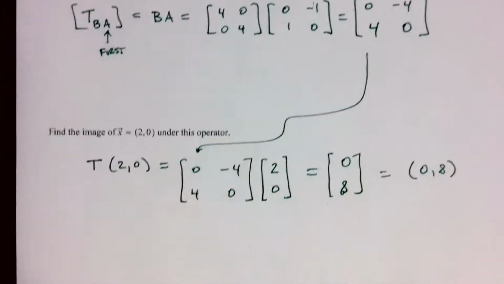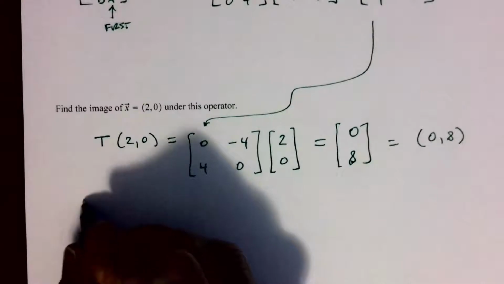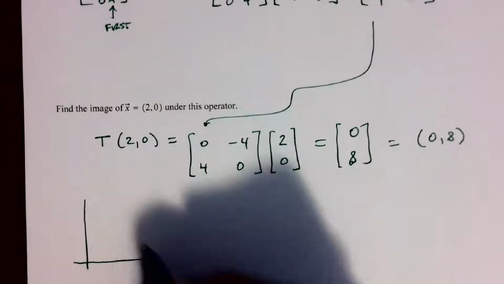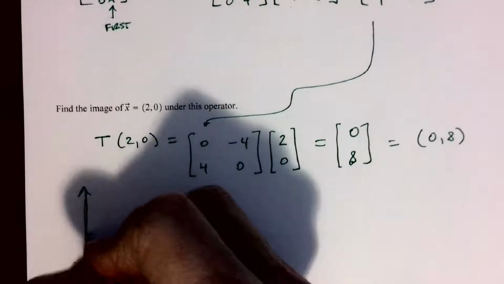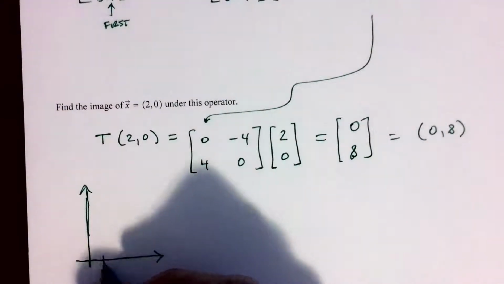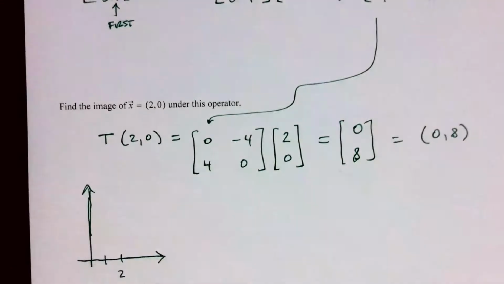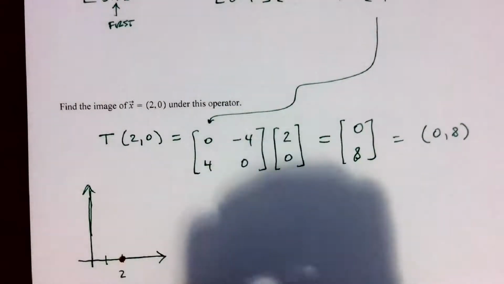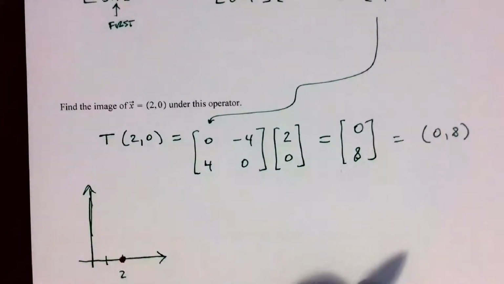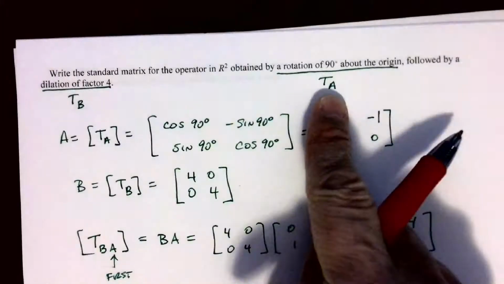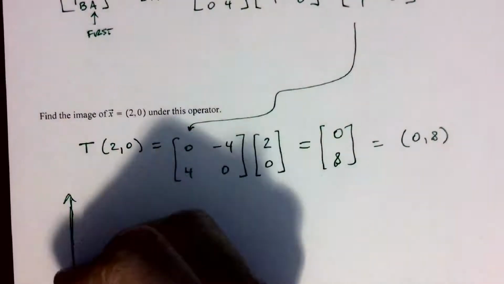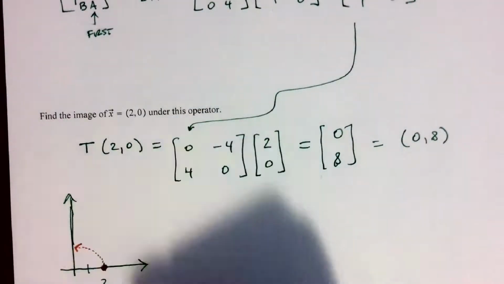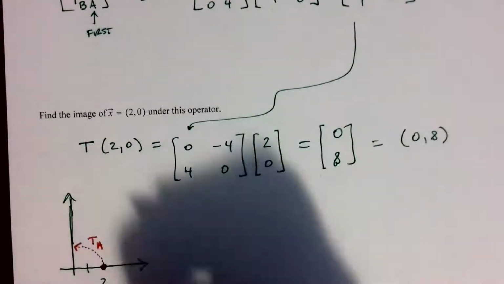Let's see if this makes sense. Okay, we can look at this geometrically because we're in 2 space. So here's our xy axis, and we're starting with the vector (2, 0). So we're starting right here. We'll just do the terminal point. Here's the vector. And what's the first thing we do? We did a rotation of 90 degrees about the origin. Okay, so if I go about the origin 90 degrees and rotate around, where do I end up? Here's transformation A. Where do I end up?